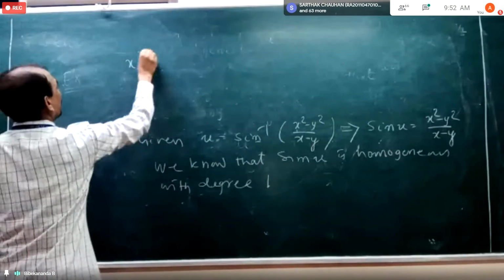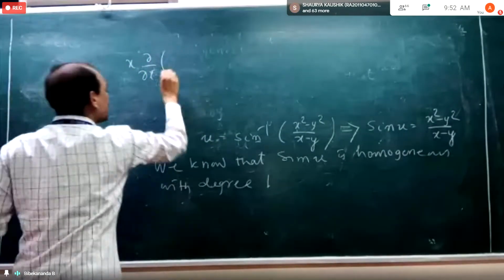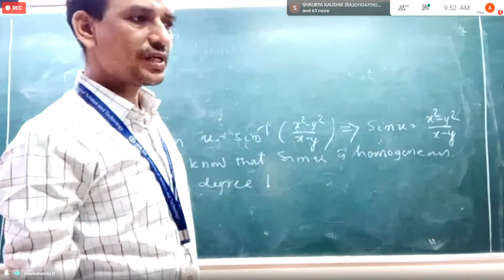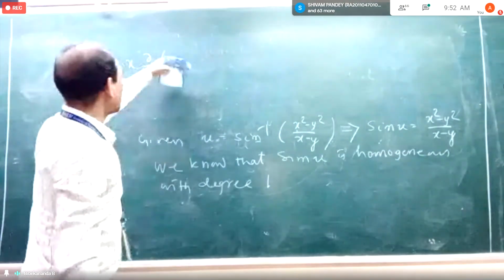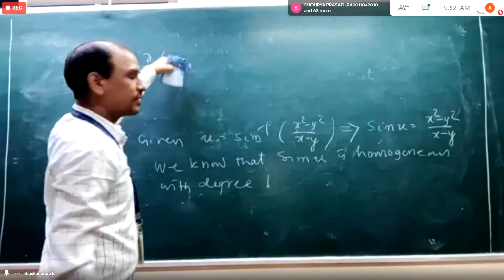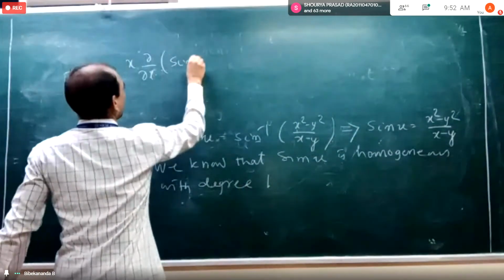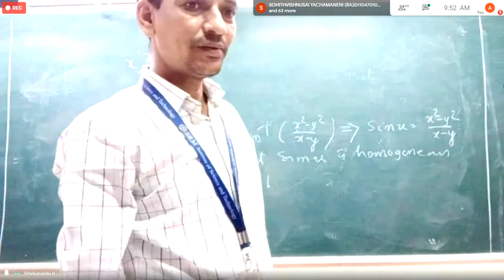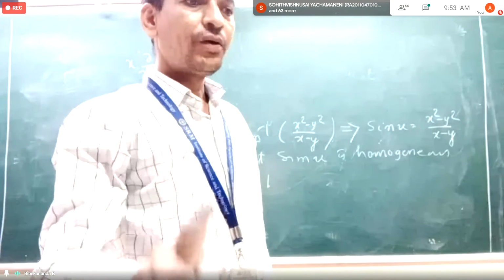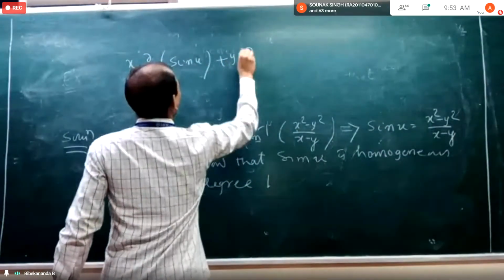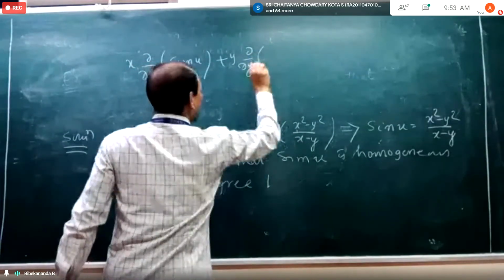x dou by dou x. In place of u, what should we write here? Sin u. Okay. Why are we writing sin u? Because sin u is homogeneous. Very good. And then y into dou by dou y, into what value will we write?